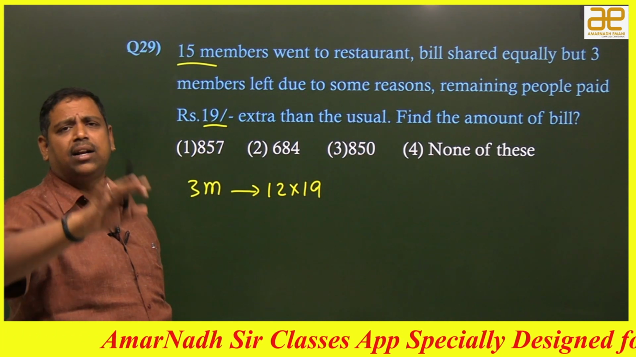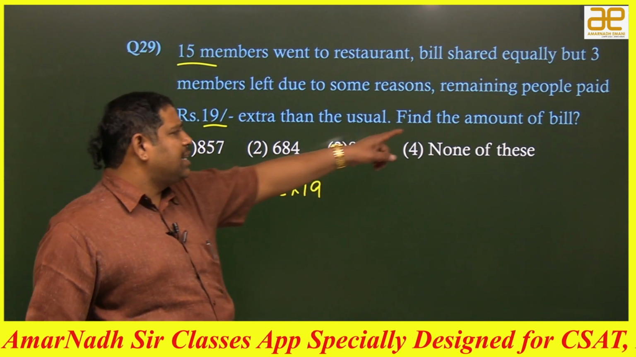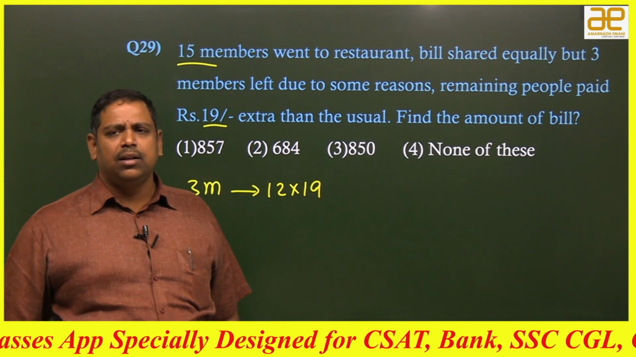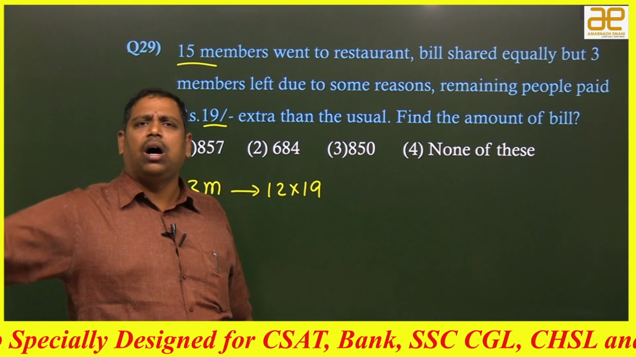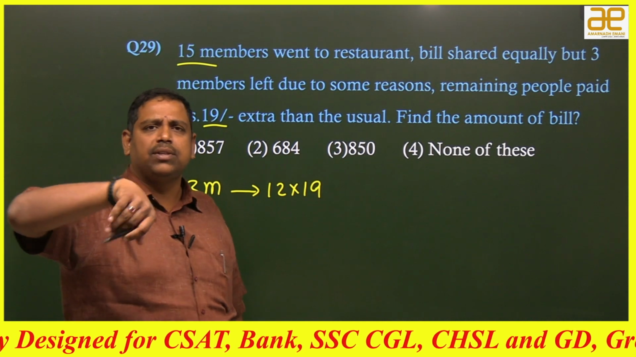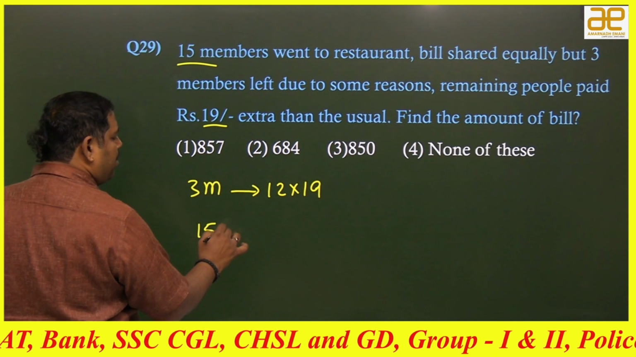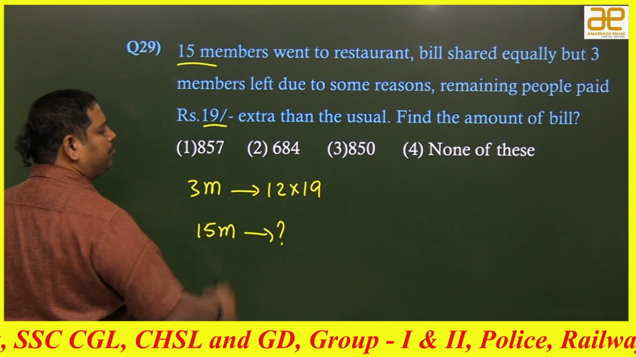What he is asking, I will go directly to that. Find the amount of bill means the total amount of bill. Total amount of bill means all of us together. All of us means how many members we are? 15 members. For 15 members, whatever we have to pay, that is the bill.